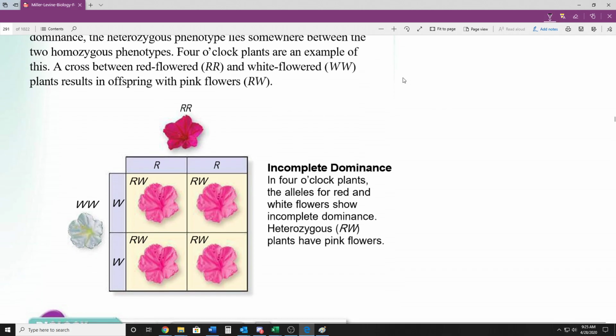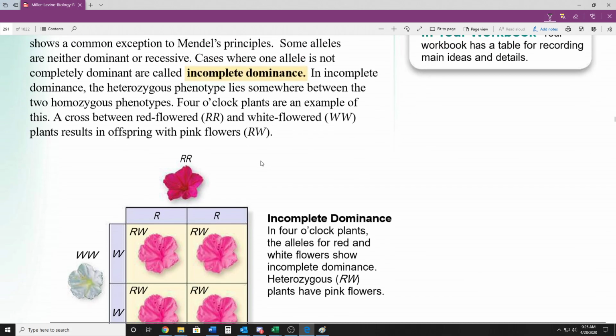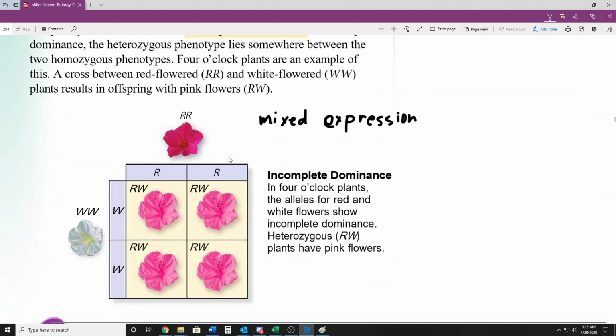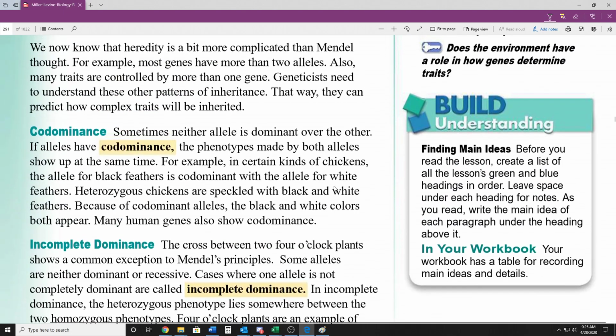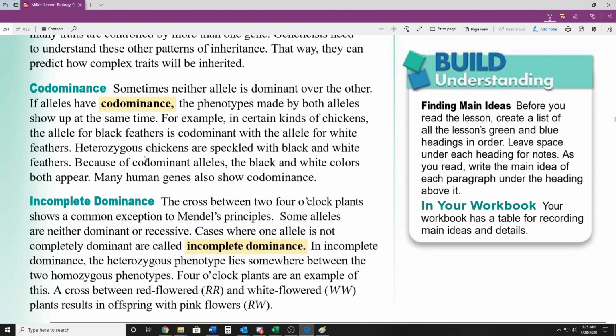So a great way to remember incomplete dominance is that this is a mixed expression, whereas our speckled chicken was a separate expression. The different black and white feathers were expressed separately. In this case, our petal color is a mixed expression of red petals and white petals, which gives us pink. Okay? So incomplete dominance is a mixed expression. Codominance is a separate expression. Both are equal. Both the alleles are expressed equally.